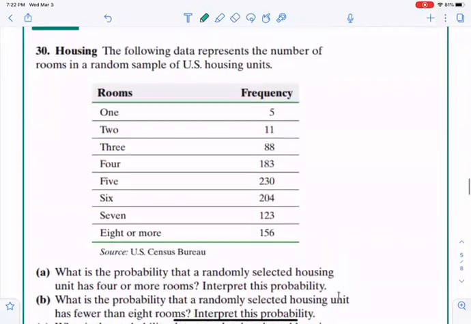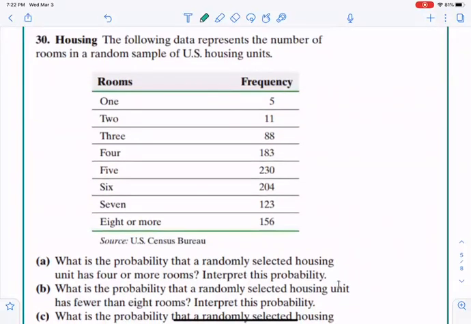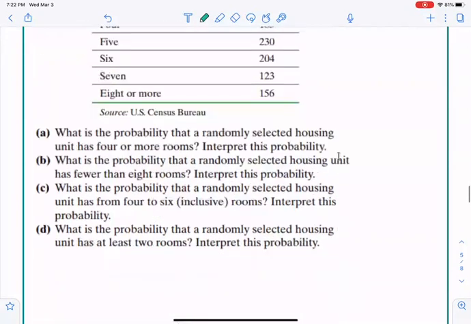So here we have a housing example which represents the number of rooms in a random sample of housing units in the United States. So they looked at 1 room, 2 rooms, 3, 4, all the way up to 8 or more. And this is the sample that they collected. This is the frequency distribution.